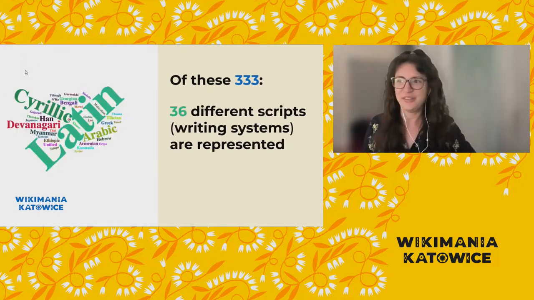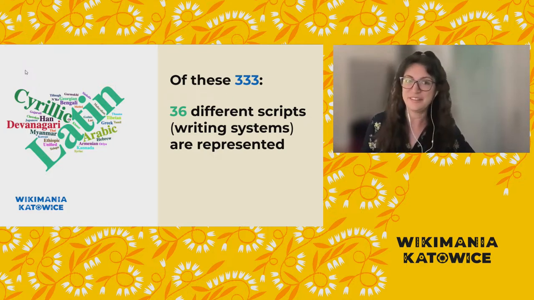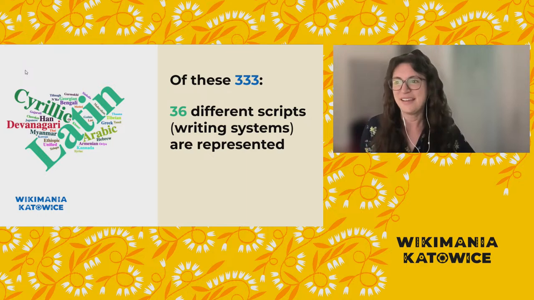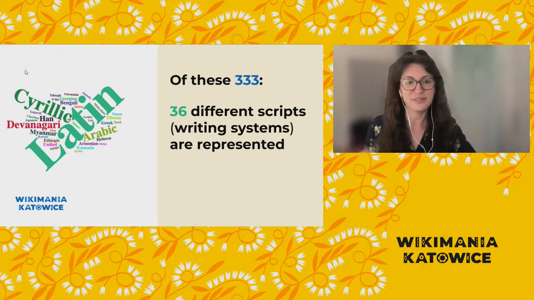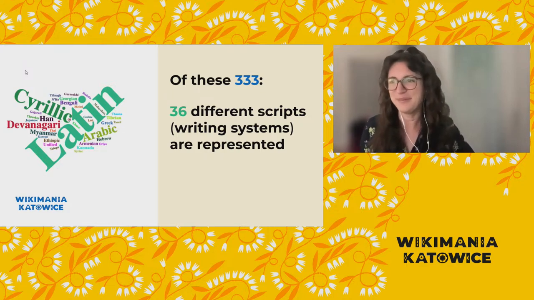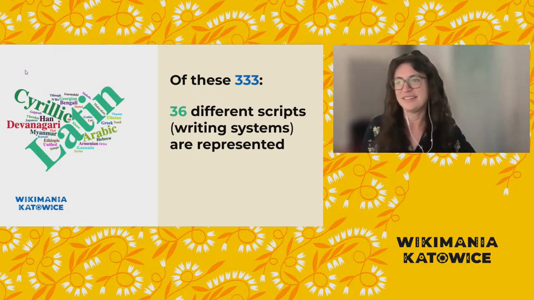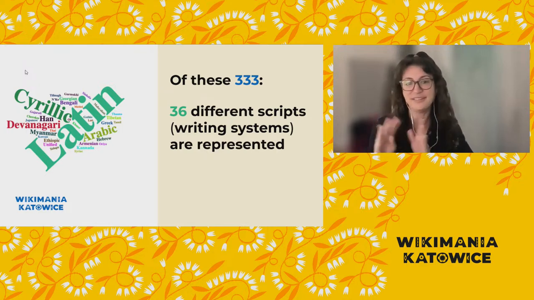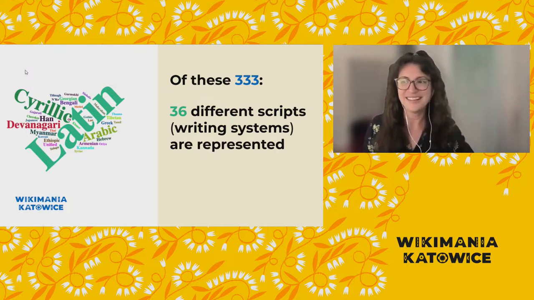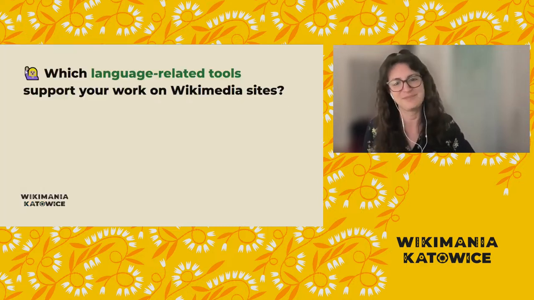Additionally, these 333 languages use 36 different scripts or writing systems. The most common is Latin, followed by Cyrillic, which was just mentioned earlier by Amir, Arabic, and Devanagari. Some of these scripts are written left to right, and others are written right to left. So this is a lot of language diversity across our projects. And with all this complexity linguistically across our sites, tooling related to language is obviously very important. So with that, let's now hear about the current language tools that support Wikimedia sites.